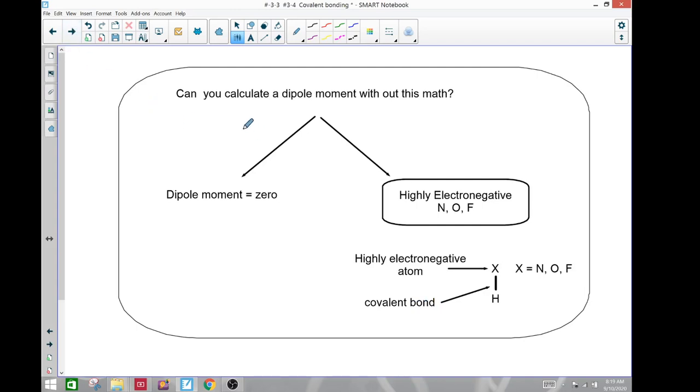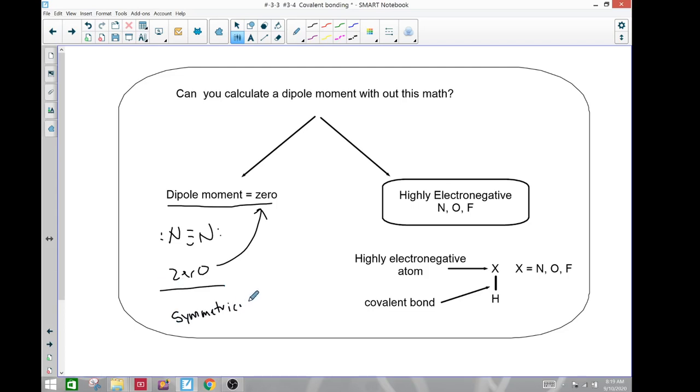All right. Can you calculate dipole moment without math? The most common version is literally if it's 0. So N triple bonded to N like this. What's the dipole moment of this one? 0. Why? Because they are the same atoms. Another example of this, which I'll add in right here and is very important, is symmetrical.